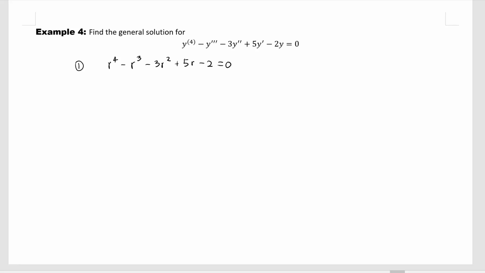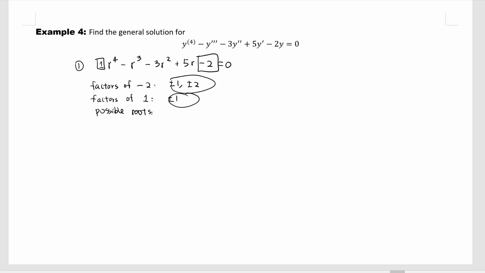The factors of the constant term are plus or minus 1, plus or minus 2. The factors of the leading coefficient are plus or minus 1. So what are the possible roots? Use this over this, so we just get plus or minus 1, plus or minus 2. So we have 4 possibilities. Let's try those. Let's try 1.